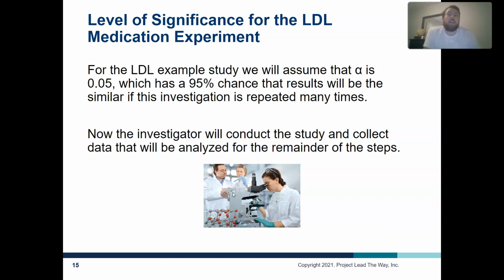So for the LDL example, we're going to assume that the alpha is going to be 0.05, meaning that 5% of the time these scores will just occur by chance. 95% chance that the results will be similar if this investigation is repeated many times. And that's the whole idea behind experimental design, is we want this to happen over and over and over again. So 95% of the time it happening again is a pretty good score.